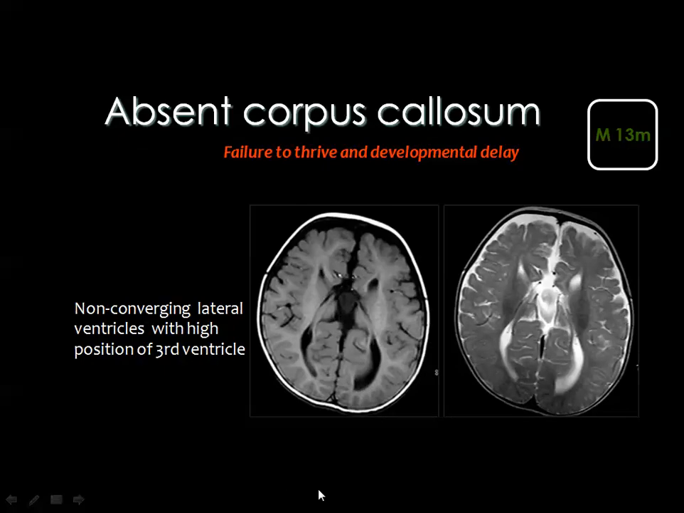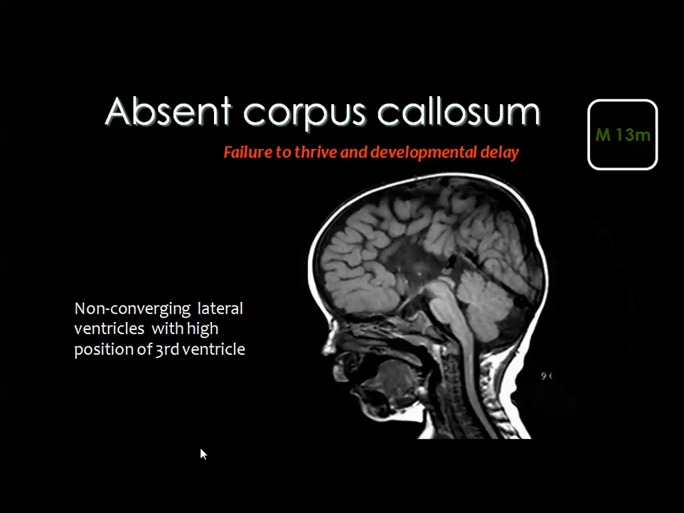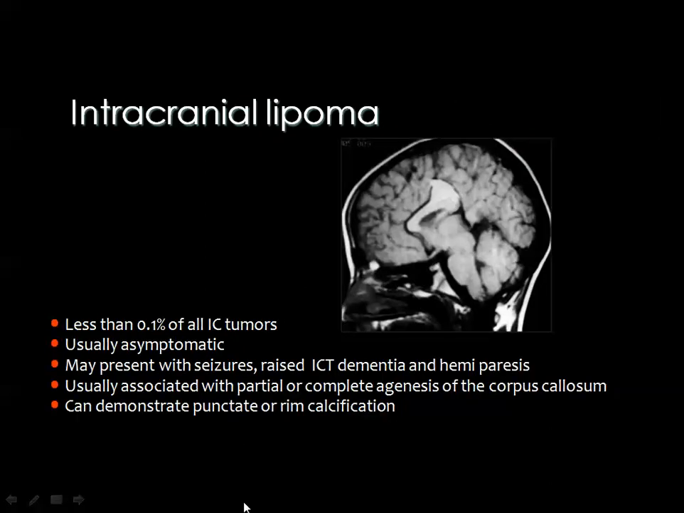An absent corpus callosum is better evaluated in the sagittal T1 weighted images, but here you can see that the ventricles are separated and the third ventricle is elevated. Then in the sagittal image, you see that there is no corpus callosum at all, and the brain tissue is in direct contact with the ventricular system. The corpus callosum can of course be affected by many lesions like hemorrhage and tumors, and one to be mentioned is the lipoma of the corpus callosum.